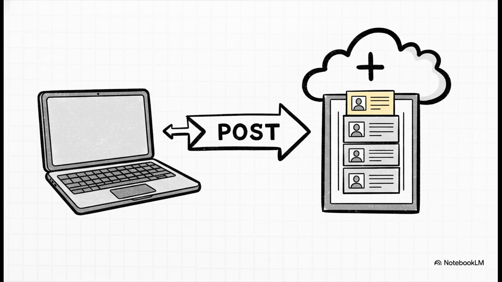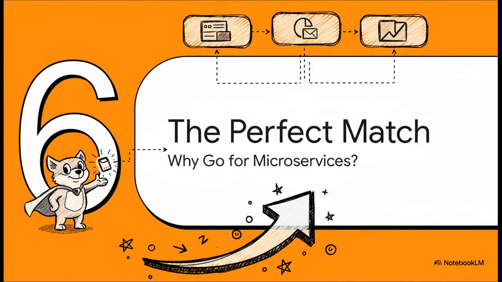And finally, a service that can only read data is kind of boring, isn't it? We need to be able to add new data. So we'll create what's called a POST endpoint at /createUser. Another application can send new user information to this URL, and our service will take it and add it to our list. So we did it. We just built a tiny but fully functional microservice.